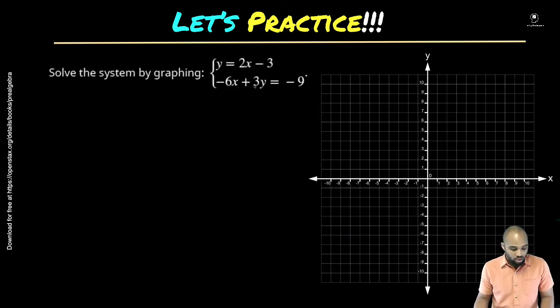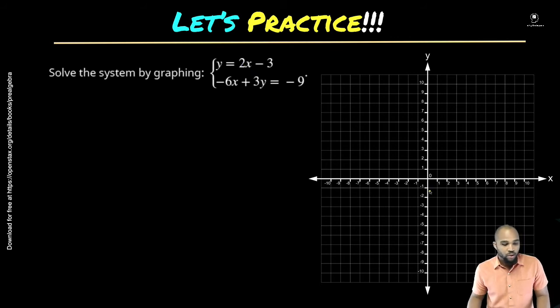What about this one here? So my first one is y equals 2x minus 3. I start with a negative 3 and go up 2 over 1, up 2 over 1, and so on. There we go. So down 2 over 1, down 2 over 1. All right, so there's my line.